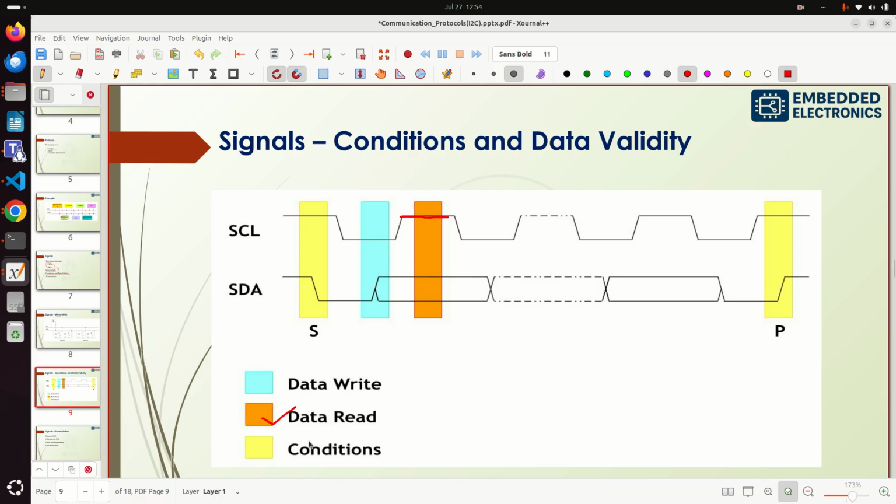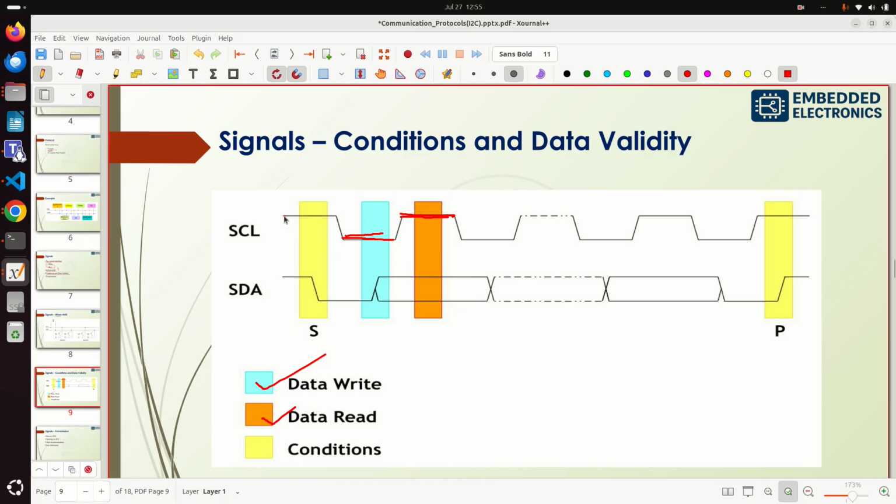Transition should not happen here. Okay, high to low, low to high. And whenever the clock line is high, you are going to write, and here you can see whenever the clock line is low, you are going to write. And whenever the clock line is high, you are going to read, but there is no transition should happen.